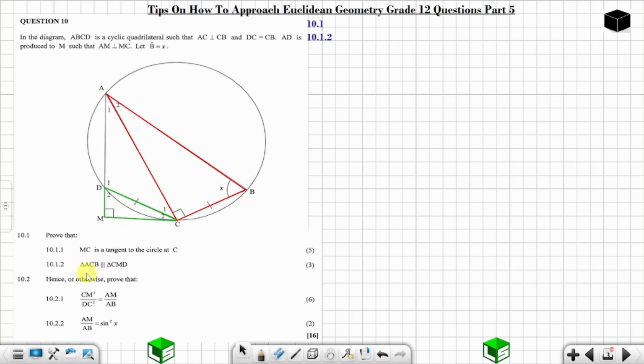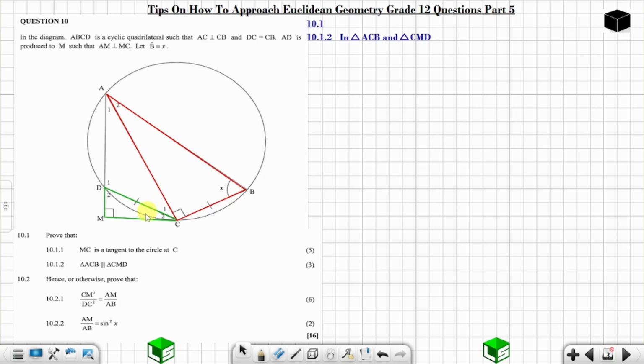So to prove that the two triangles are similar, you have to show that the three angles in one triangle are equal to the three angles in another triangle. So we are going to work in triangle ACB and triangle CMD. You have to first show that the three angles in one triangle are equal to the three angles in another triangle.